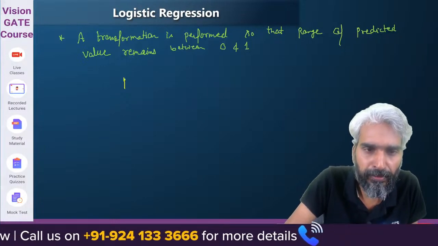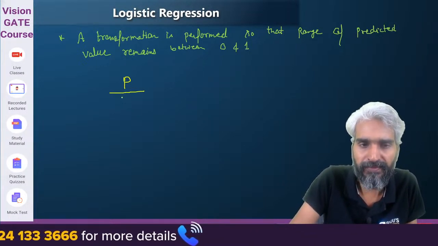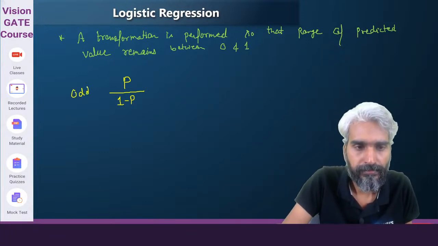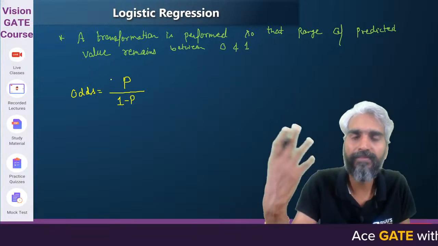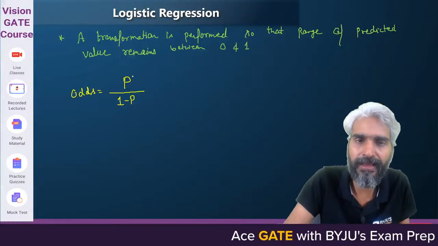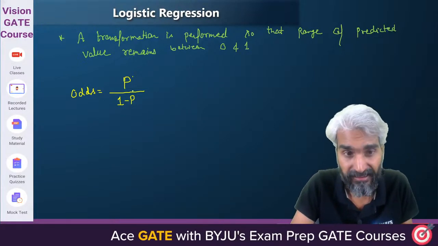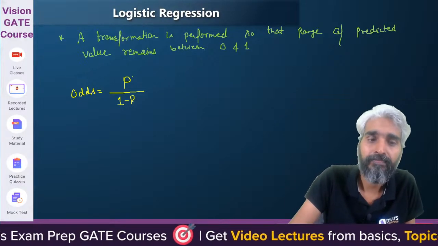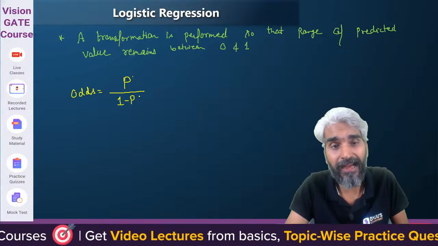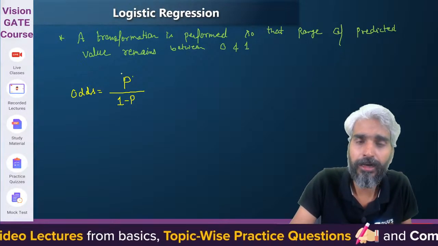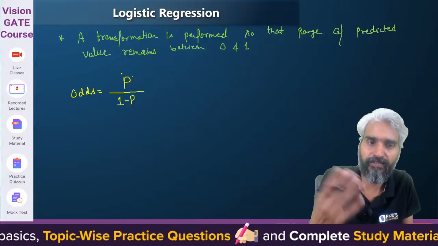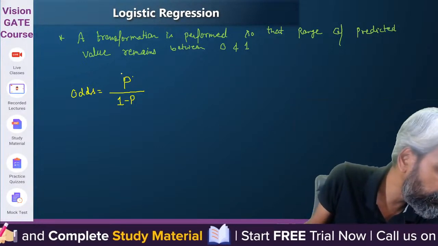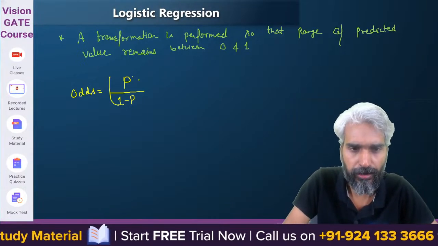If I say that P is the probability that the student will pass, and 1 minus P is the probability that the student will fail, this is known as odds. If the value of odds is more than 1, that is, P is more than 1 minus P, then the student will pass. If the value of odds is less than 1, then 1 minus P is higher than P, meaning the probability that the student will fail is higher, so the odds say the student will fail. So if the odds are less than 1, the event will not occur. If the odds are more than 1, the event will occur. Clear? This is the simple concept which we define as odds.